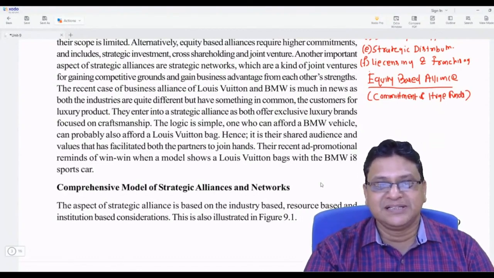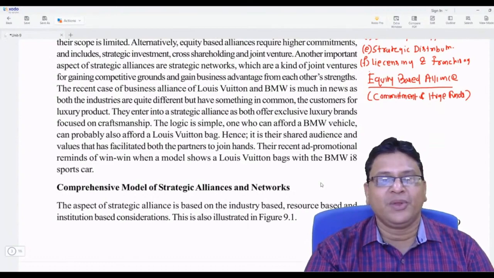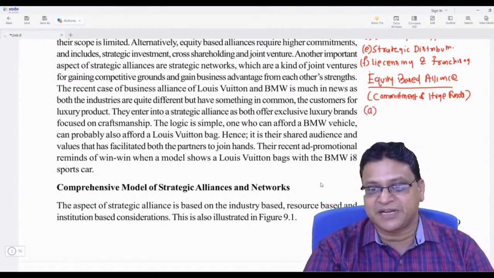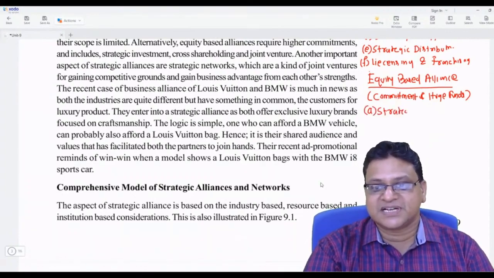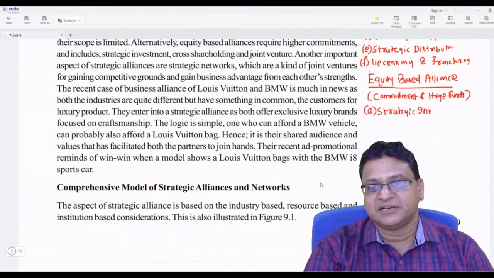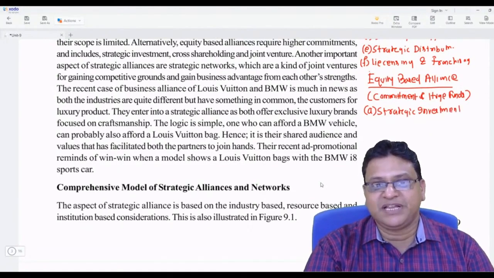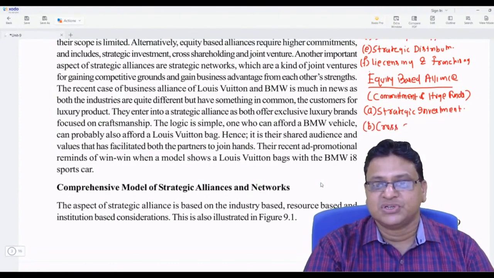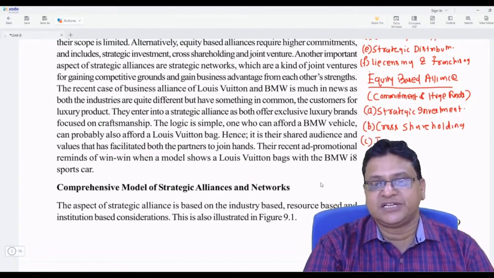What are the ways in which this particular equity-based alliance is done? Equity-based alliances are generally done with the help of the following strategies. First one is strategic investment. Next one is cross shareholding. And most popular is joint venture or JV.